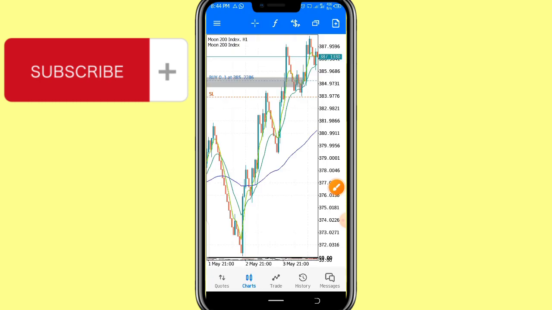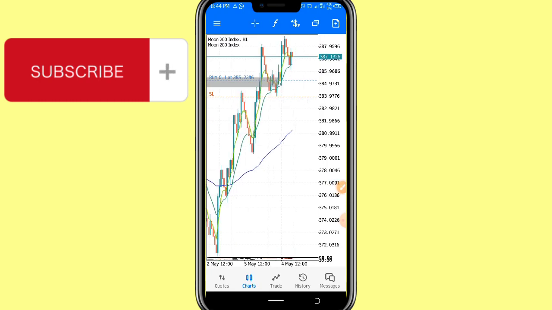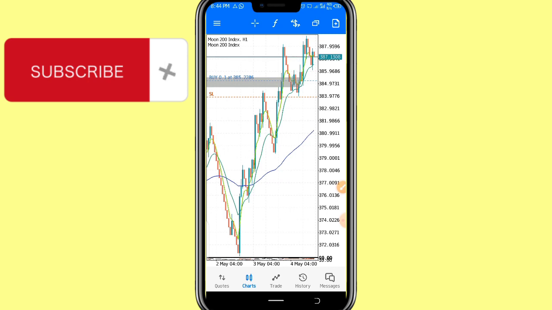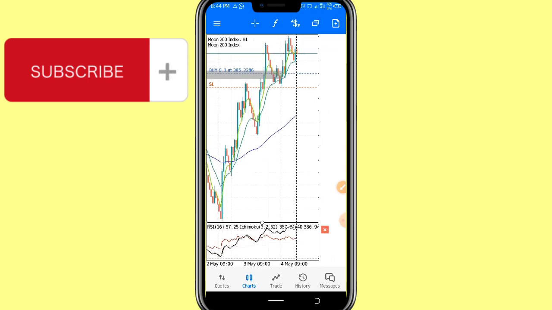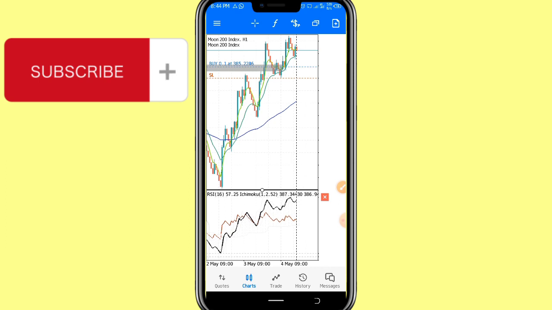Having done that, let's go back to our chart. You can see what is happening here. So if you want to catch spikes, this is how our indicator window looks like.